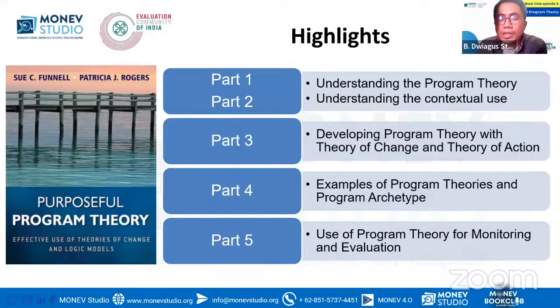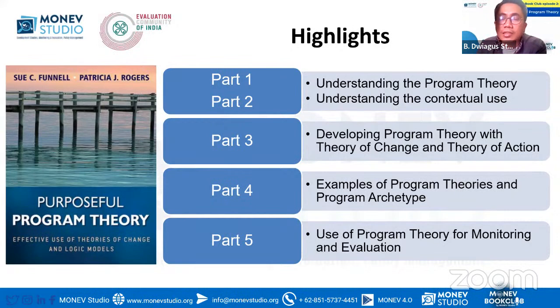Absolutely, there's no way to capture the whole content of the book, but I just want to highlight several things that I find very useful and very exciting. Parts 1 and 2 cover the definition of program theory, which helped me understand program theory and its contextual use. Part 3 guides us through the process of developing program theory, including the theory of change and theory of action.